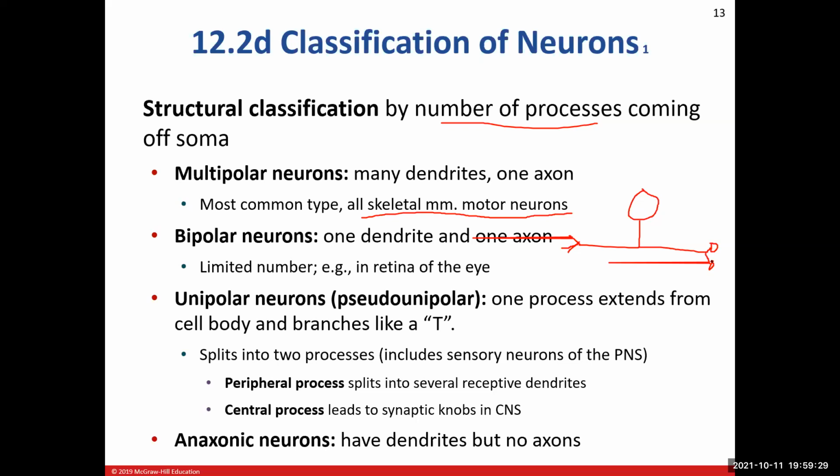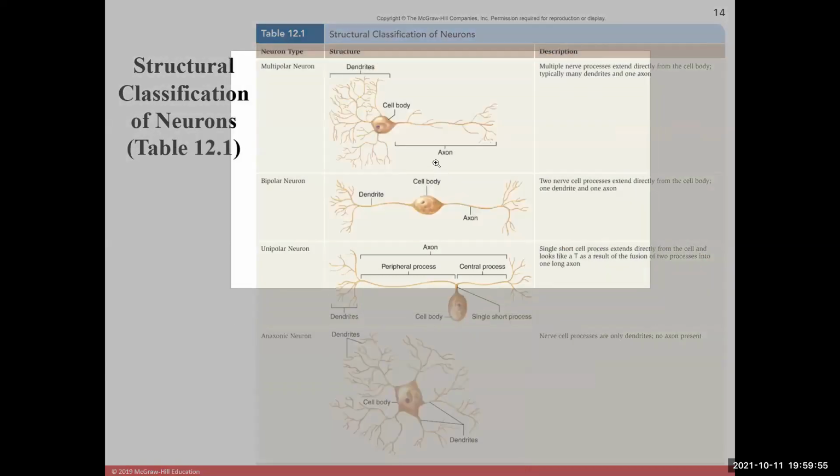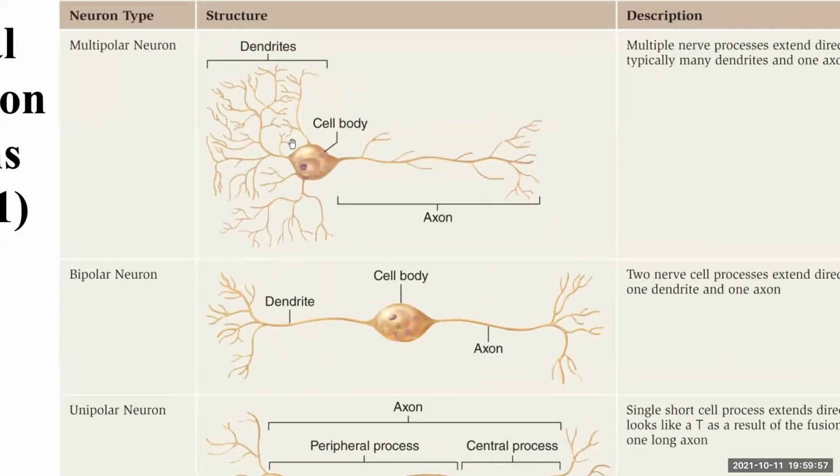And then finally, we have the anaxonic neurons, and they have dendrites but no axons. If you don't have an axon, you can't generate action potentials. So these types of neurons can only generate graded potentials. We'll learn more about those later on, not today though. So here's our picture of what these neurons look like. Here's the multipolar. Here's the cell body. You see all these dendrites, and you have one big long process. That's the axon.